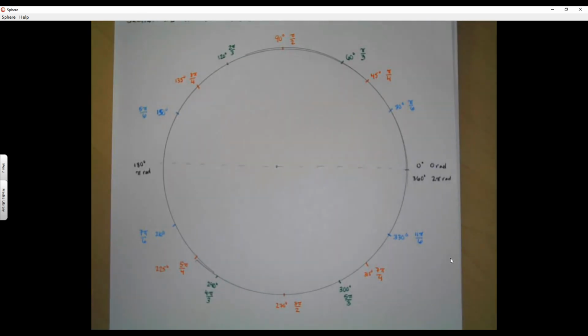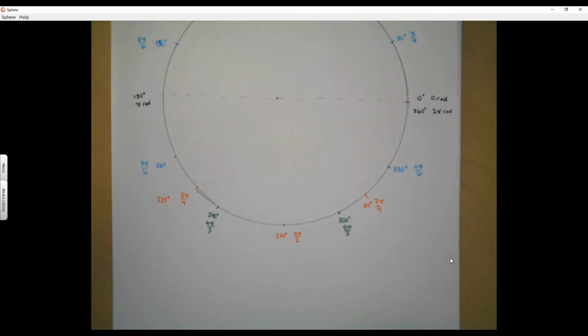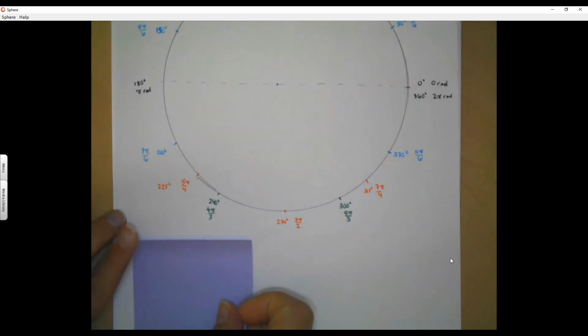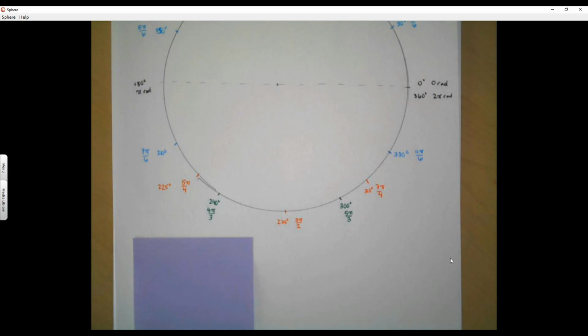Feel free to hit pause right now if you need to take a moment to catch up. Okay, but our goal is that you have labeled all of these angles with their measures in both degrees and radians. Next up, we want to talk about some special measurements for these. And so I'm going to have to move my paper around a little bit here. Show you something that you don't have to write down this part just yet.